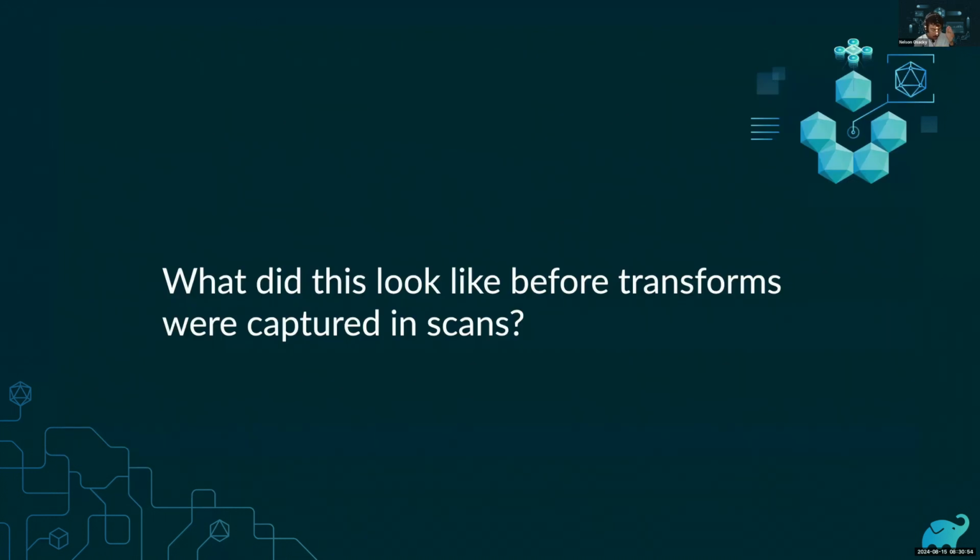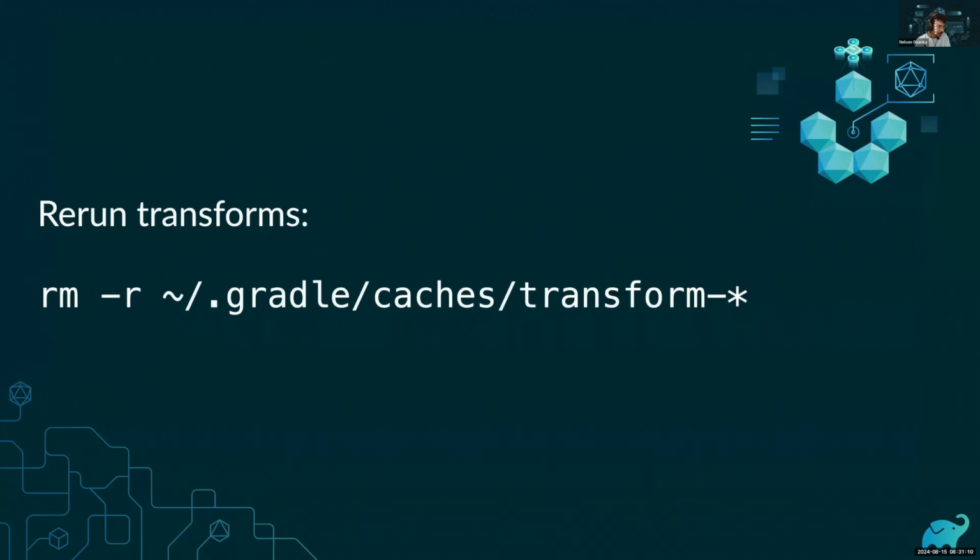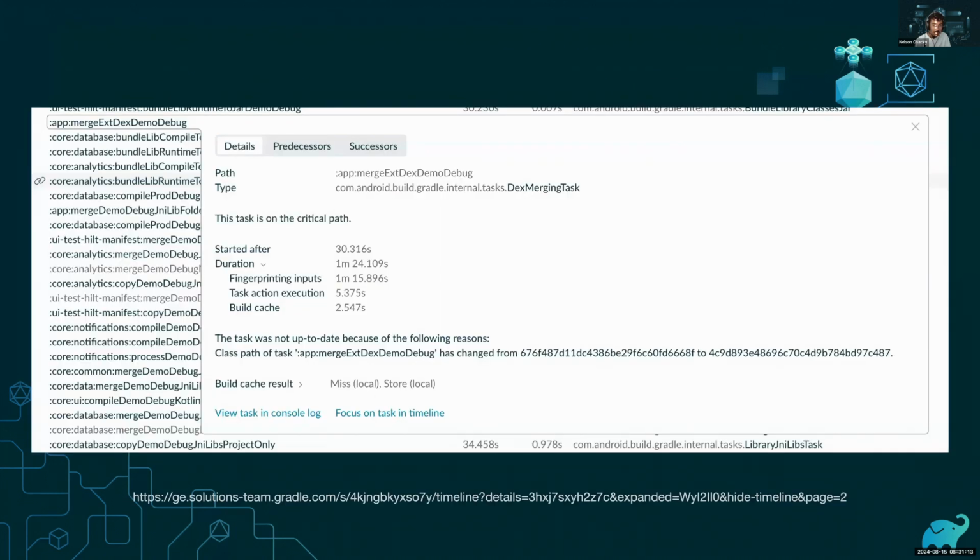So how did this task display itself before transforms were captured in build scans? We can do a little experiment. If you want to repeat it, this is how: you can disable the capture of artifact transforms in your build scan using this internal API, delete the transform cache, and then rerun the build. You can see that this task looks very different. The fingerprinting input time is now far longer. In fact, it's almost as if you added the executing artifact transform time to the previous fingerprinting input time, and that actually is the case.